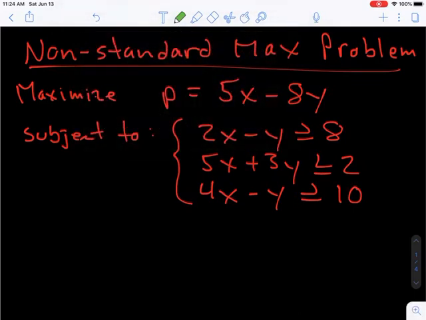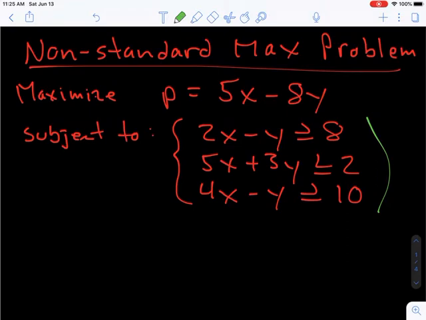Mixed constraints means that some of our constraints have greater than or equal to symbols. Some of them are less than or equal to. So remember, this is not a standard maximization problem where all of the inequalities have to be less than or equal to. It is a non-standard maximization because of the mixed constraints. So the first thing we need to do is to set up our linear system of equations.